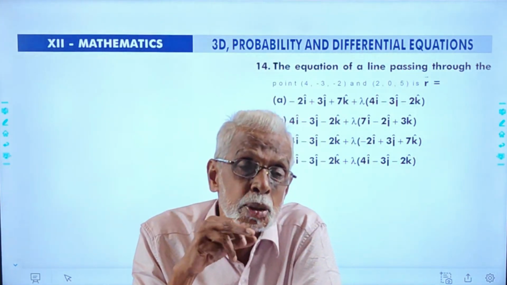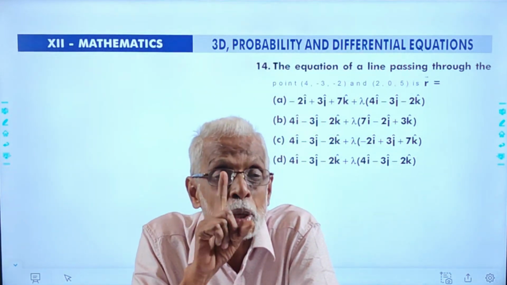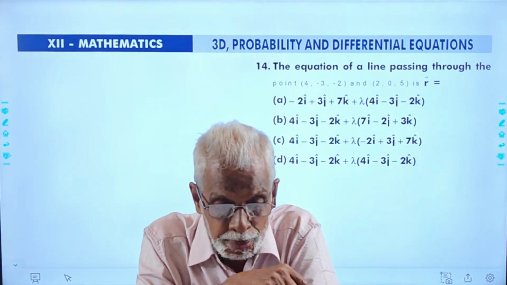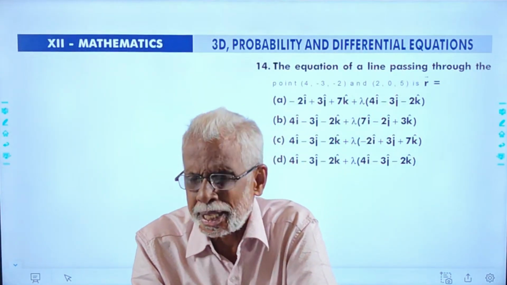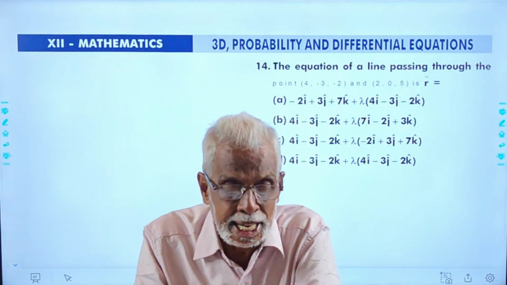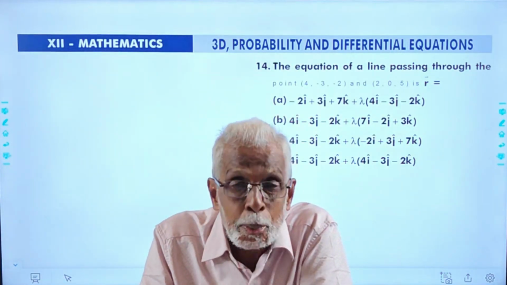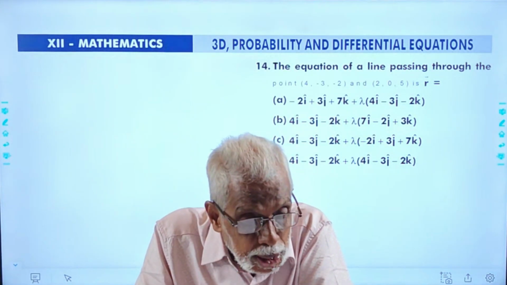What is the direction ratios of the line joined by x1, y1, z1 and x2, y2, z2? x2 minus x1 is to y2 minus y1 is to z2 minus z1. Therefore, subtracting the corresponding x coordinate, y coordinate and z coordinate, we get the direction ratios. Then applying the formula r is equal to a plus lambda b, we get the correct choice as C choice.